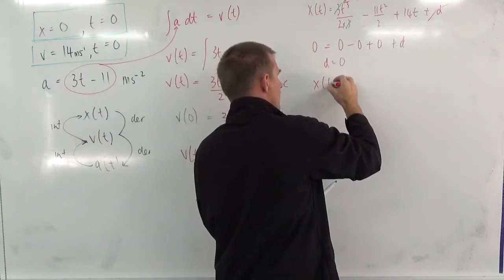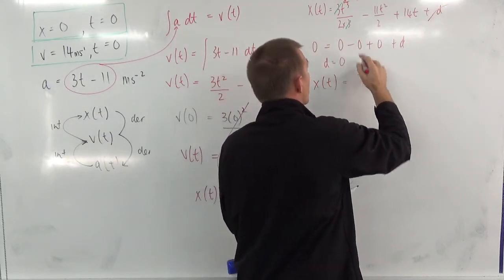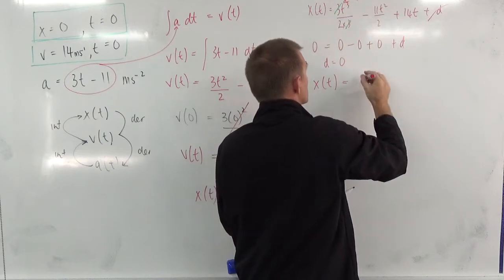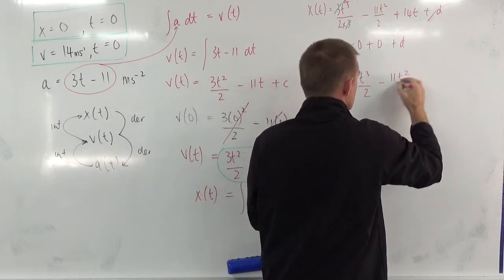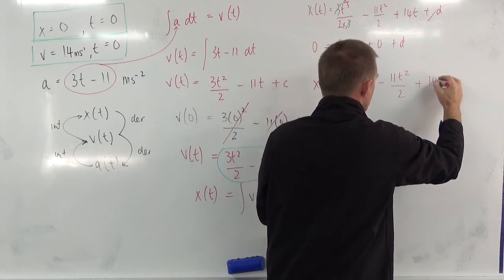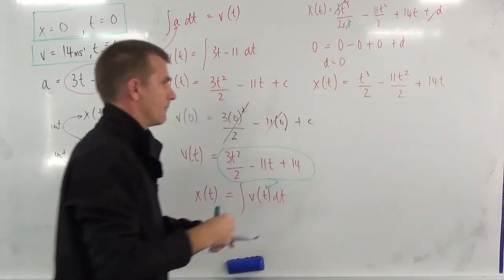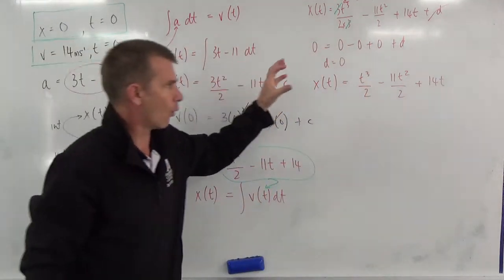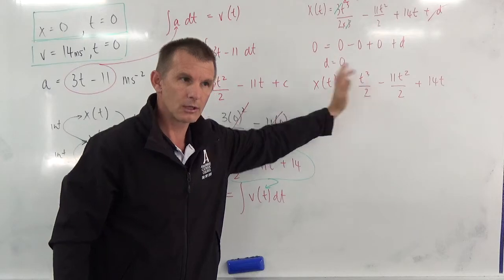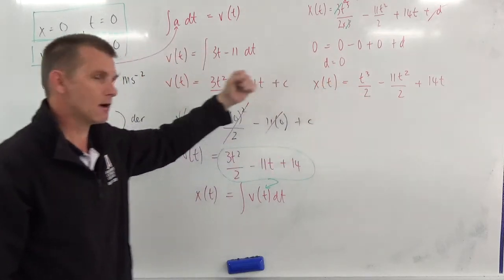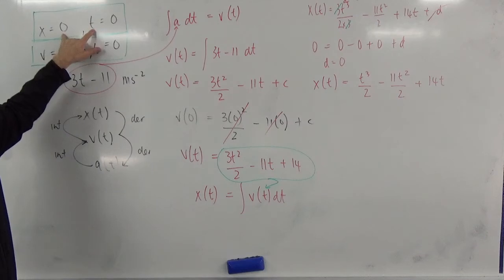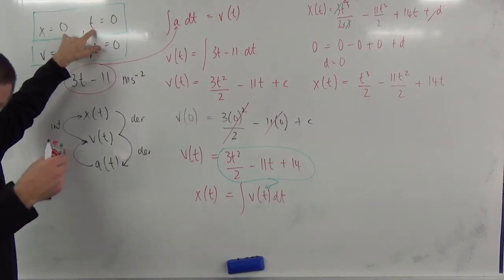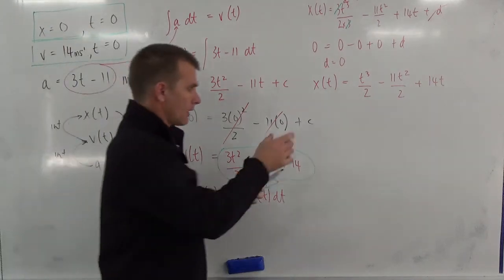But if I go x of t equals, so this cancelled out would be t cubed over 2 minus 11t squared over 2 plus 14t. Now, what I need to do is find when this equals 0, because when that equals 0 will mean I'm at the origin. I already know I'm at the origin at t equals 0, but I need to find the next time. Now, I can factorise this.